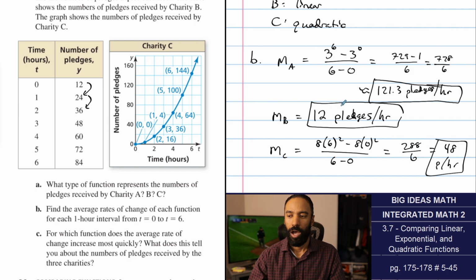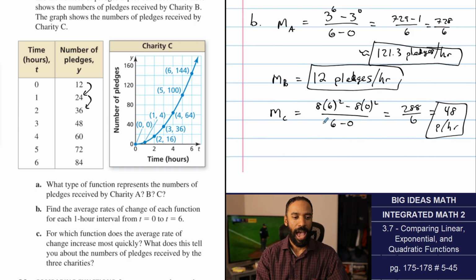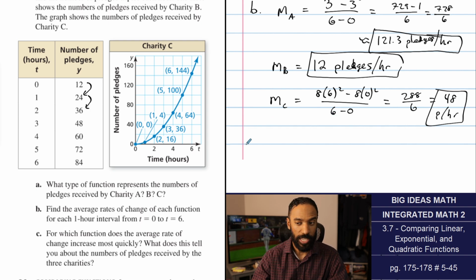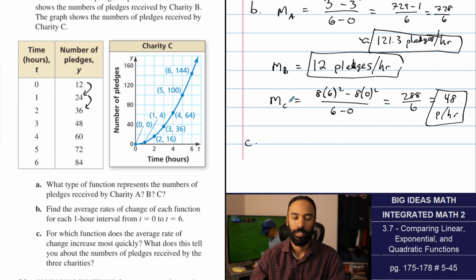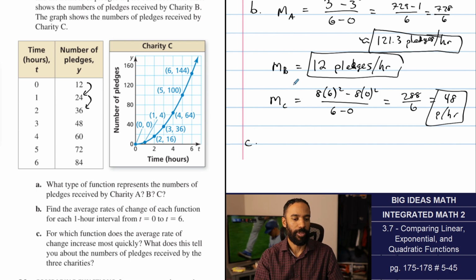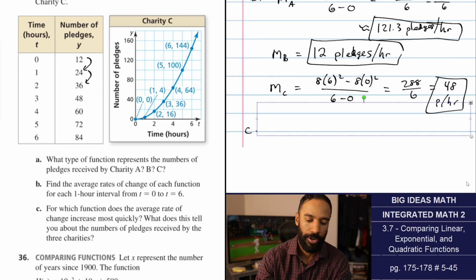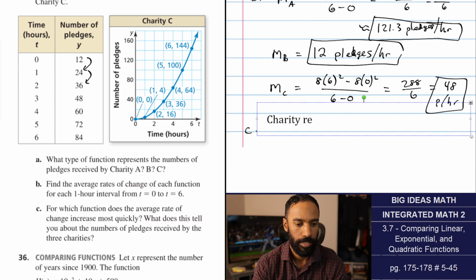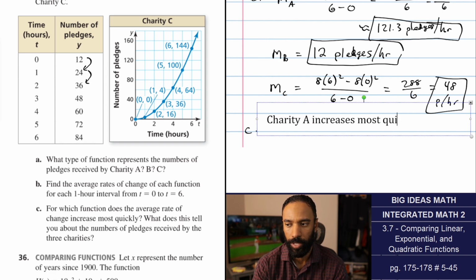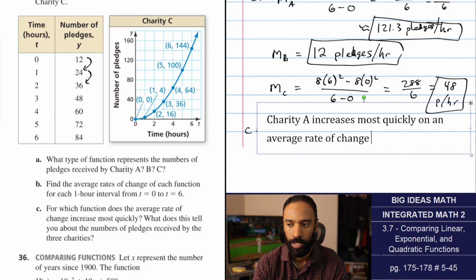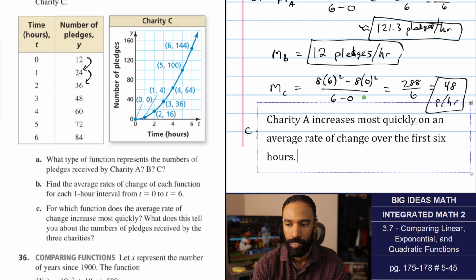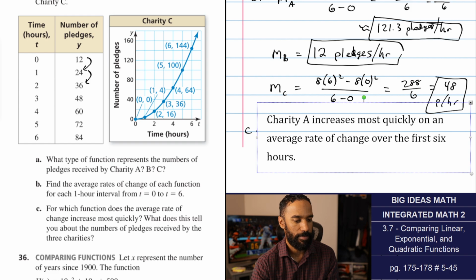Okay. For which function does the average rate of change increase most quickly over the course of 6 hours? Charity A. What does this tell you about the numbers of pledges received by the 3 charities? Okay. So charity A increases most quickly on an average rate of change over the first 6 hours. What does this tell you about the numbers of pledges received by the 3 charities?